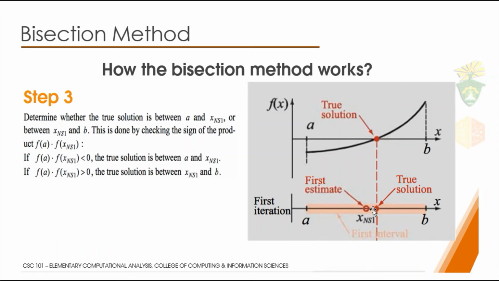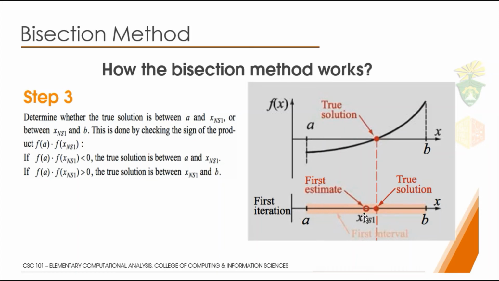Now why do we test using this? Again, we determined a and b such that f of a times f of b should be less than 0. This is our initial interval. To find the next interval, we use our initial x sub n+1, or our initial approximation.